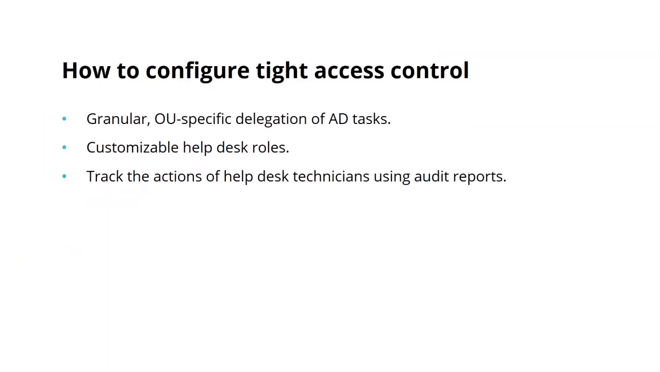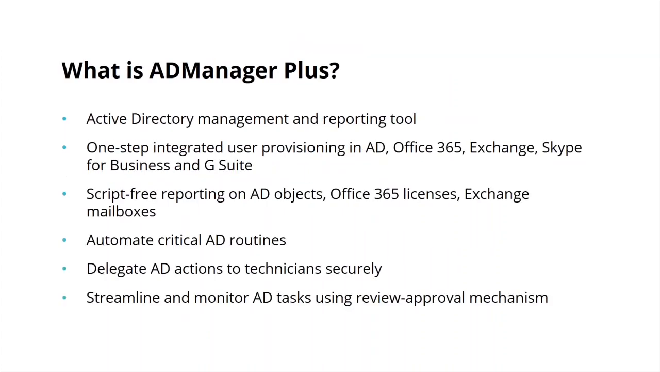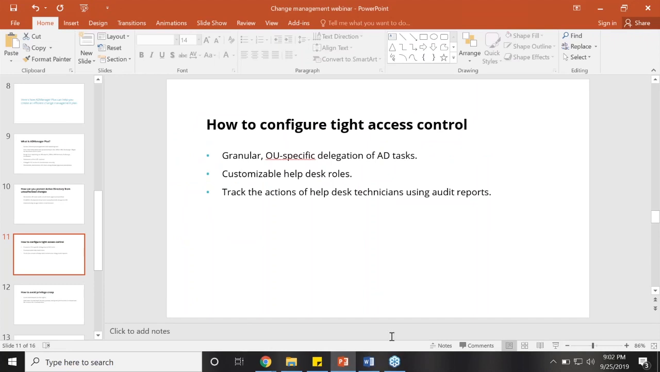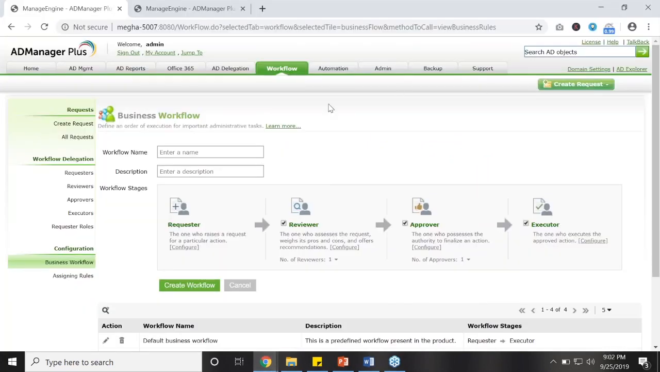Similarly, for reviewers, approvers and executors, you can do the same thing. You can add any number of users as reviewers, any number of users as approvers. But when it comes to business workflow, in one particular workflow, you can add up to 5 reviewers and up to 5 approvers. So let's say if you have 2 reviewers, then only if both the reviewers review the request will that particular request be passed on to the approver for the approver's decision, right? So that's how it works.